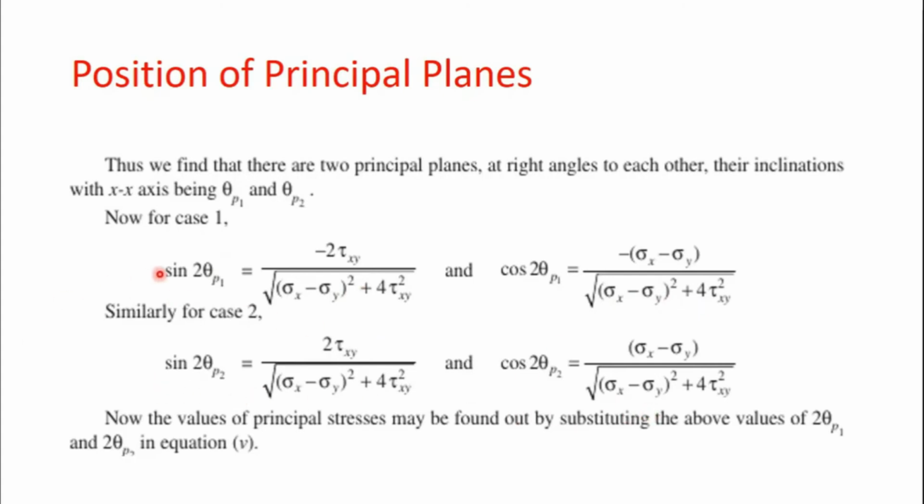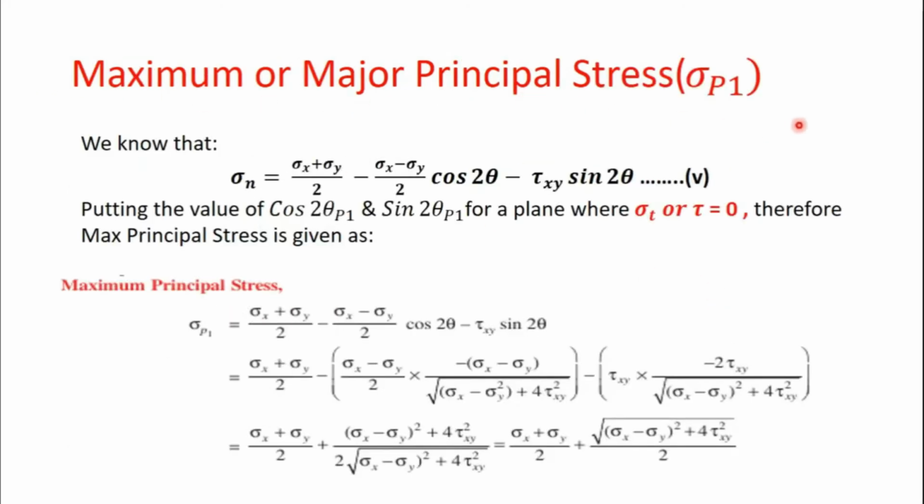So if we wanted to calculate the maximum principal stress and minimum principal stress, then we have to put these values. First, using this value we will get the maximum principal stress. Now you can see the maximum or major principal stress, which is sigma p1. We just derived equation number 5, that sigma n equals sigma x plus sigma y by 2 minus sigma x minus sigma y by 2 into cos 2 theta minus tau xy sine 2 theta. Putting the values of cos 2 theta p1 and sine 2 theta p1 for a plane where again tau equals 0, that is the principal plane.